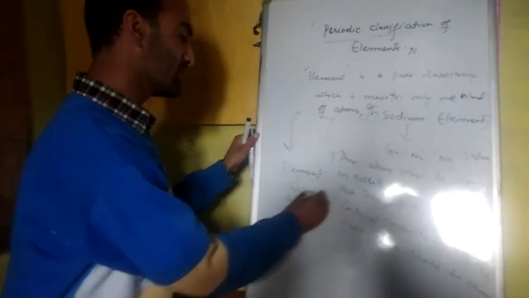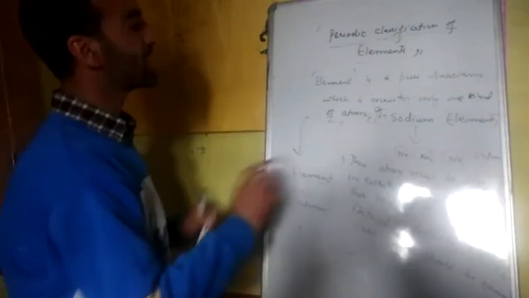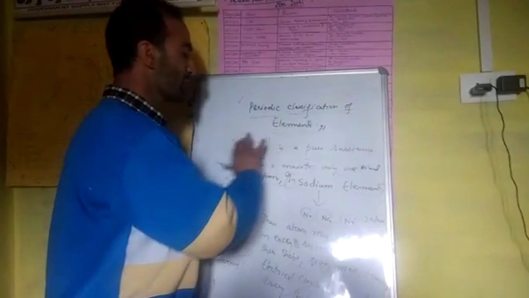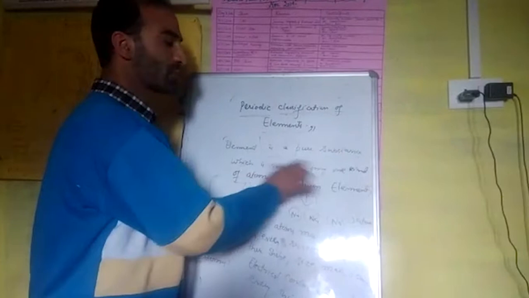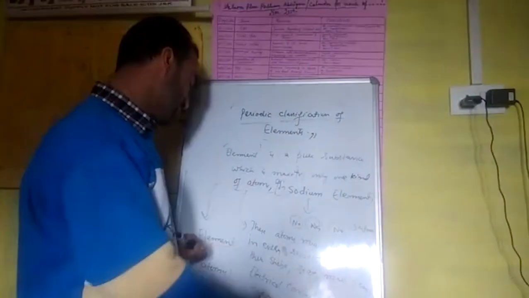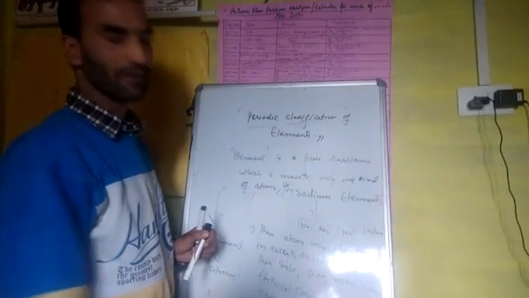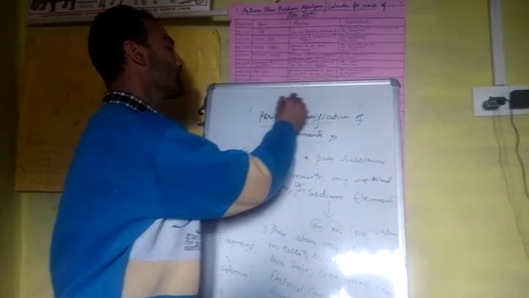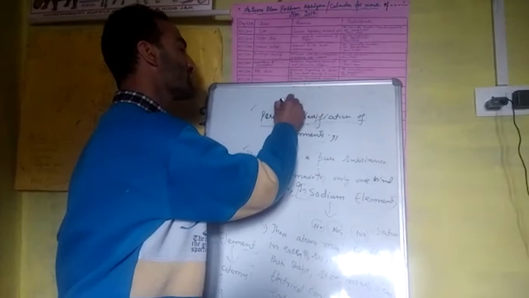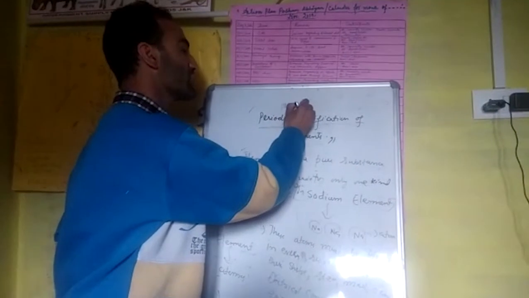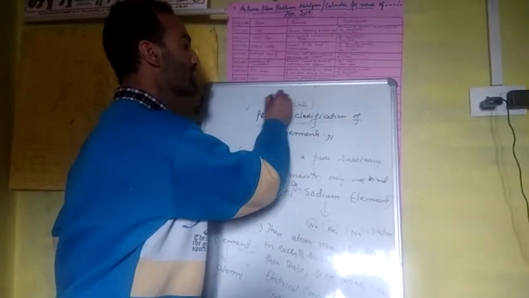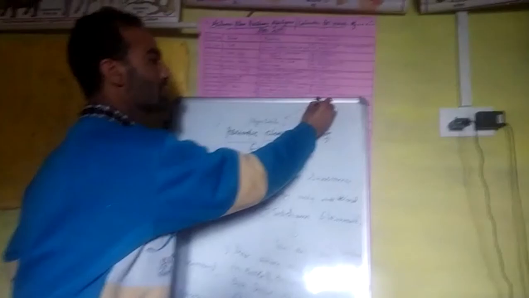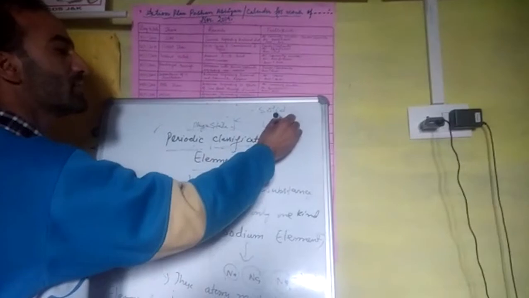That is why that definition has been discarded and a new definition has been given, that is, an element is a pure substance which is made up of only one kind of atoms. This is the definition of element. After that, these elements have been classified on the basis of physical state, into three types: solid elements, liquid, and gaseous elements.